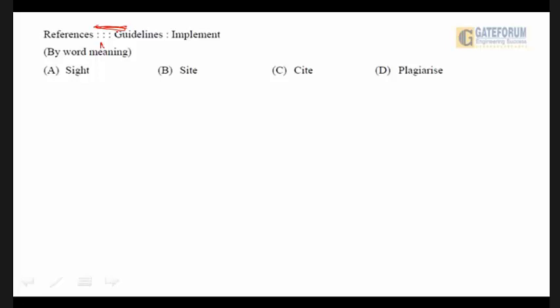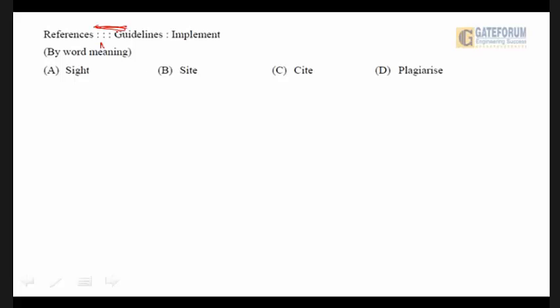See, references are cited. And cite here, the spelling is C-I-T-E, because the moment it becomes S-I-G-H-T, it means seeing with your eyes, which is not the correct applicable word here. S-I-T-E, site, means the position, the site of the project is at Gurgaon and something like that. So that's S-I-T-E. And plagiarize is an entirely out of context word. Plagiarize means to copy totally.